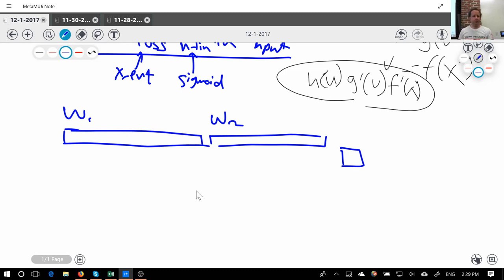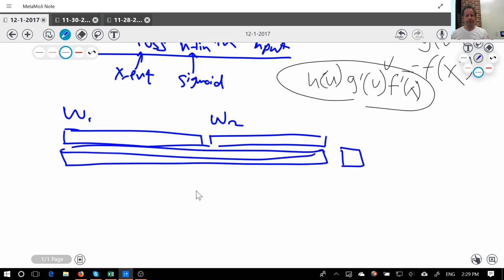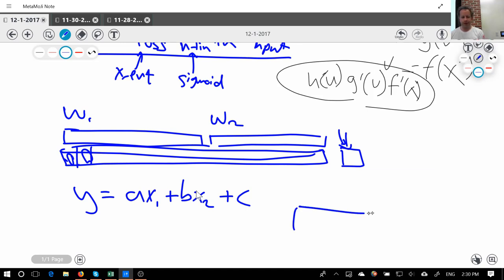So therefore, our derivative is just a vector of that same length. It's how much does changing that value of W affect the loss? How much does changing that value of W affect the loss? So you can basically think of it as a function like y equals ax1 plus bx2 plus c, and say, what's the derivative of that with respect to a, b, and c? And you would have three numbers, the derivative with respect to a and b and c. And that's all this is. It's the derivative with respect to that weight, and that weight, and that weight, and so on.